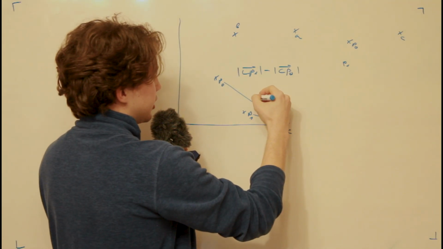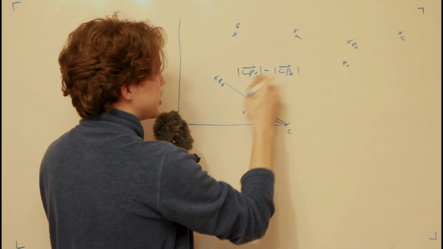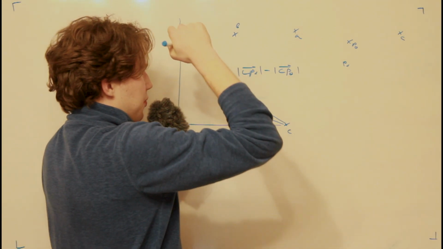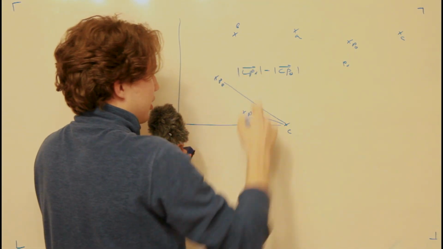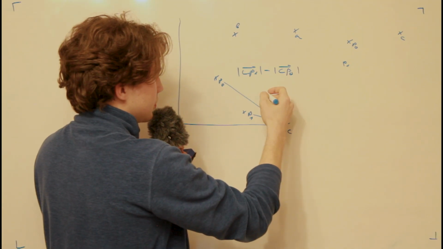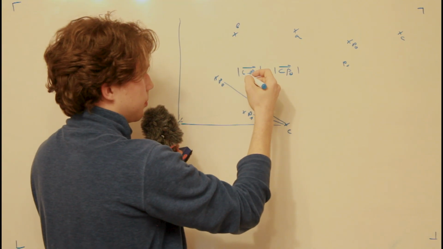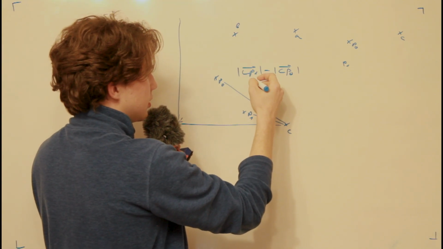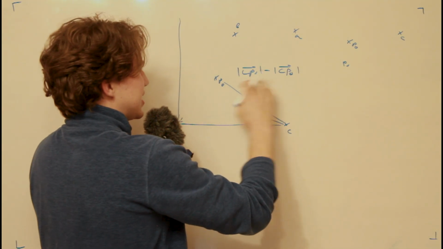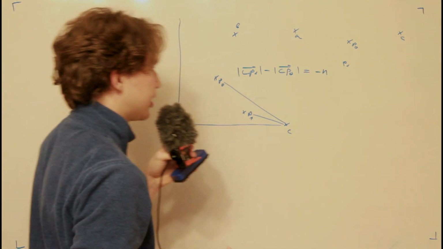So let's suppose these are our values. It's pretty intuitive that P0 is longer than P1. And if we subtract from CP0 the length of CP1, if we just do this operation, we're going to get some negative number, negative n.